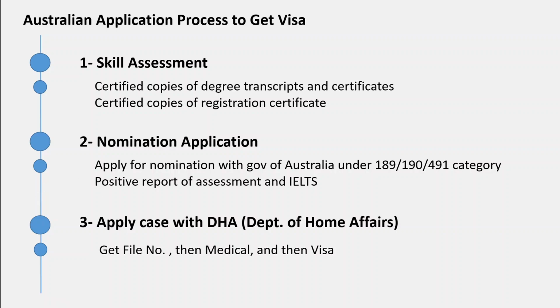Then the final step is to apply your case with the Department of Home Affairs, where you'll get the file number from DHA, and then medical, and then visa. Here, visa for you and your family, kids under 21 years, will be filed, and it could take from 3 to 5 months. The time to complete the whole process is from 8 to 12 months, or maybe more, depending upon your profession and situation.